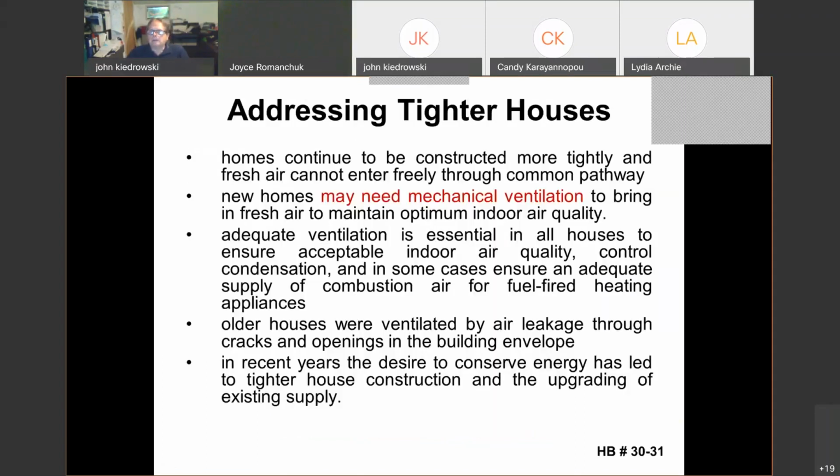So we talked about the tighter house. As homes are being built tighter, fresh air cannot enter as freely as they used to. New homes may need a mechanical ventilation system. So basically all building codes in Canada pretty much are requiring some type of mechanical ventilation system to bring and exchange air in a house.